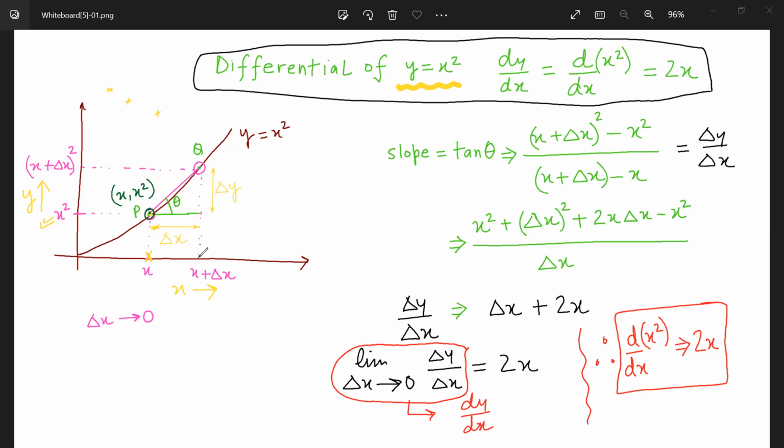Similarly, I take another point, x plus delta x. At x plus delta x, the value of y would be given by this function, and because now x is x plus delta x, the value of y would be x plus delta x whole square. Is it making sense? Yeah, sir.